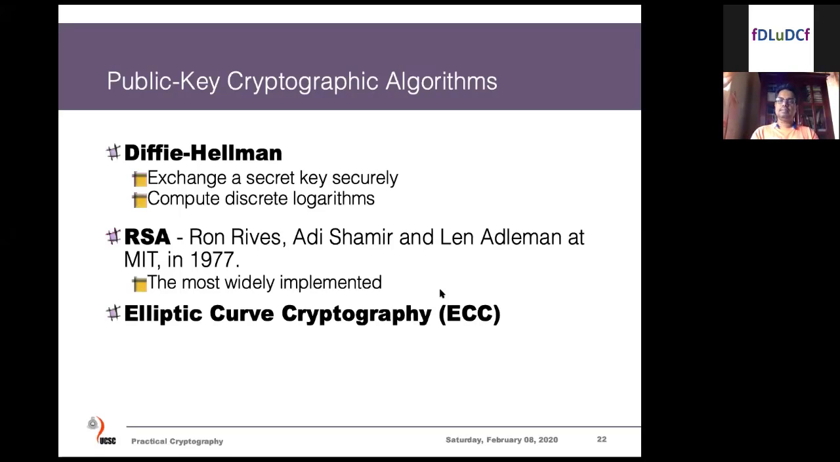And then there is another public key cryptography algorithm called elliptic curve cryptography. Elliptic curve cryptography, together with Diffie-Hellman, is used for key exchange. Also, elliptic curve cryptography is used for digital signatures as well. We will learn elliptic curve cryptography later on. Let's try to learn Diffie-Hellman and maybe RSA today.